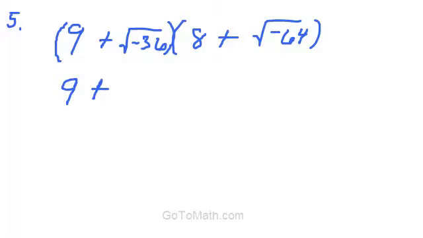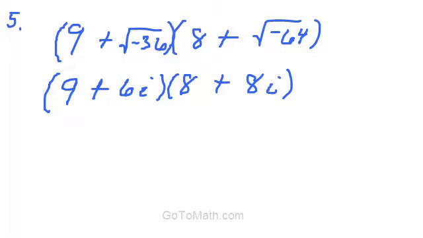Remember, this is the square root of negative 1 times the square root of 36. We could break that up, and so we should have 6i. If you followed along in the last problem, you shouldn't have any problems understanding what I'm talking about here. So this should end up being 8i. The square root of 64 is 8, and the square root of negative 1 is just i.